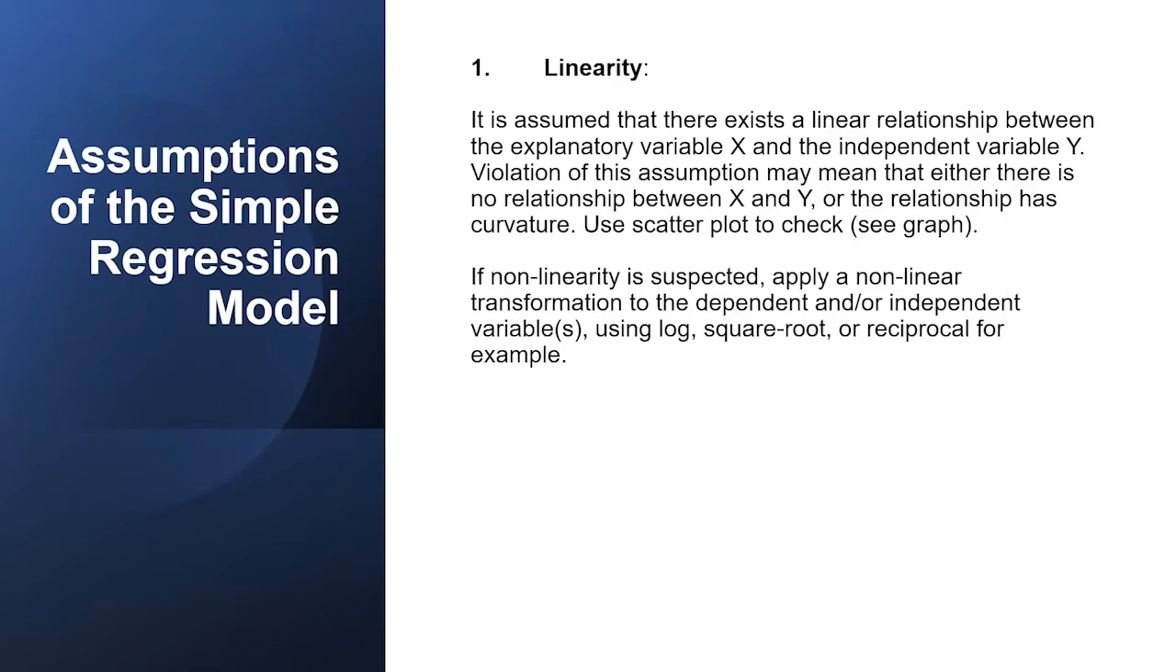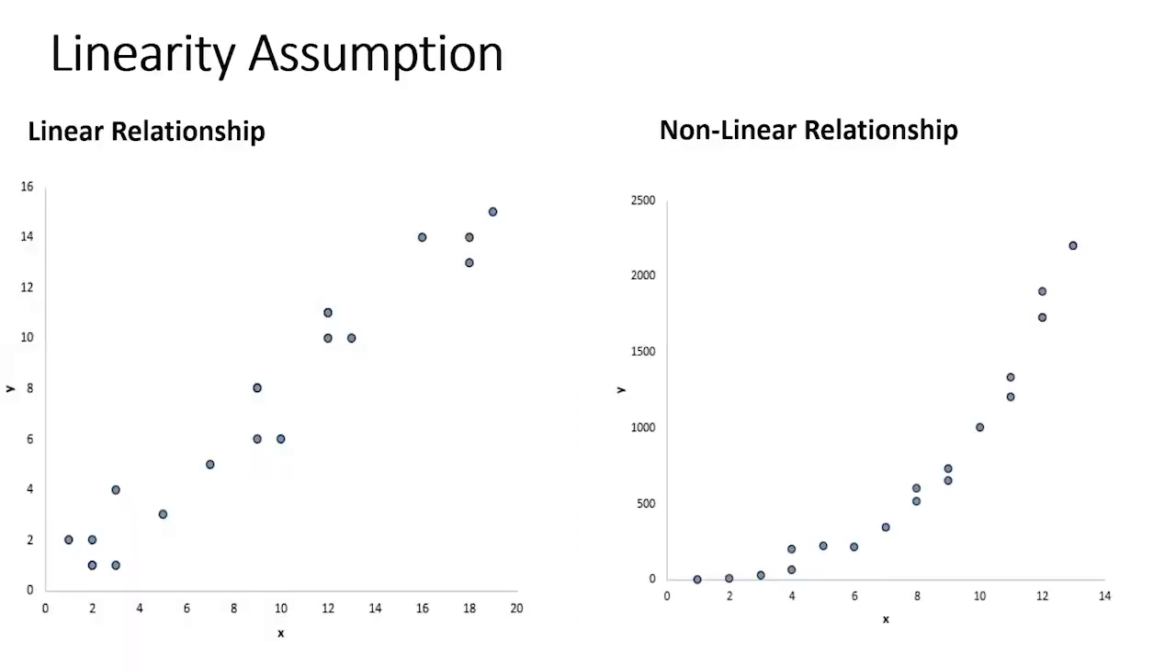So if non-linearity is suspected, then we will have to apply a non-linear transformation to the variables. It could be to the dependent or the independent variable. So we can take the log, we can take the square roots, reciprocal, etc. These are examples of how you would apply transformation to the variables in order to be able to estimate the relationship in case you are suspecting a non-linear relationship.